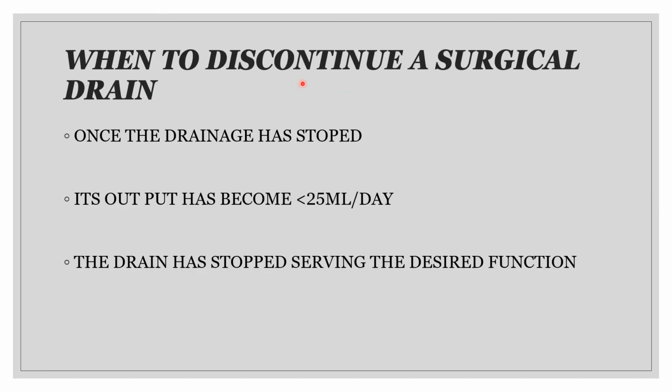So when do we remove drains or when do we discontinue them? Once the drainage has stopped, if there is no discharge, be it air, blood, pus or serous fluid coming out, if it has stopped completely or if it has dropped below 25 ml per day. This is not very specific. It depends on the area where you're placing the drain. But in most places it's 25 ml per day. Also, if the drain is of no use to us, maybe it's blocked, maybe it's kinked, maybe it's not working, then also you can remove it. There's no point in leaving it in place.